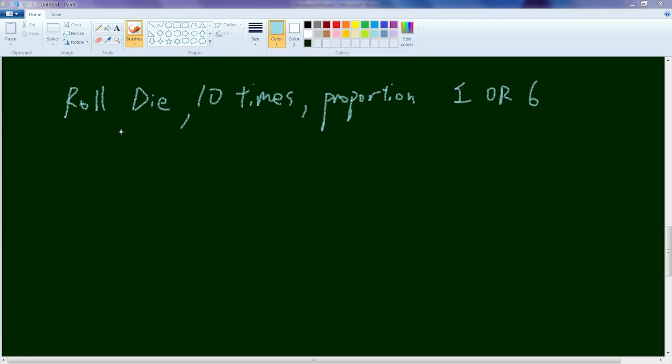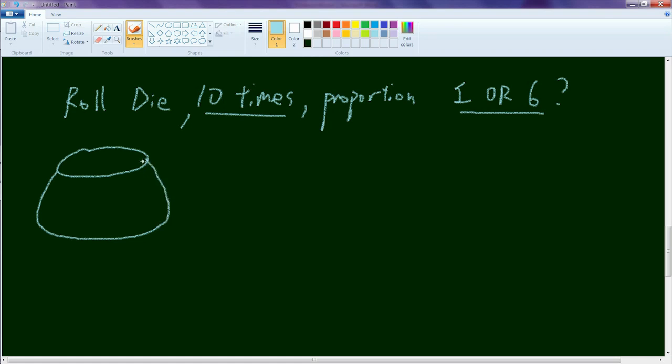Let's start with an example. Suppose our experiment is to roll a die 10 times and we want to record the proportion of the die landing 1 or 6. Well, if it's a fair die, then each outcome will be equally likely. Here's an EARN model that's equivalent to rolling a die 10 times.